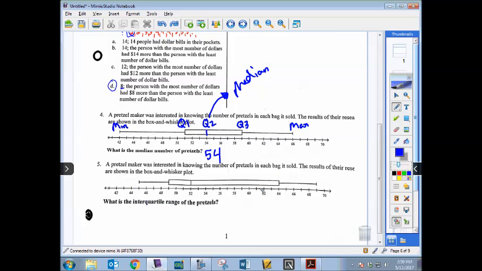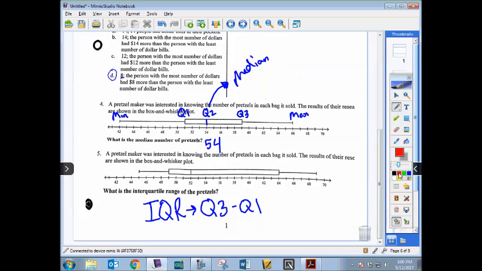You guys can all write this. Since this is now going to be your study guide, you're going to want to write this. The IQR, which is the interquartile range, is going to be your 3rd quartile minus your 1st quartile. So Q3 minus Q1. Then you just look at it and say, I know that Q3 is right there. That's 64. And I'm going to subtract my Q1, which is 49.